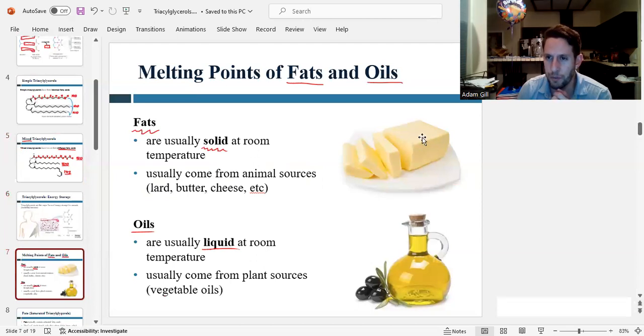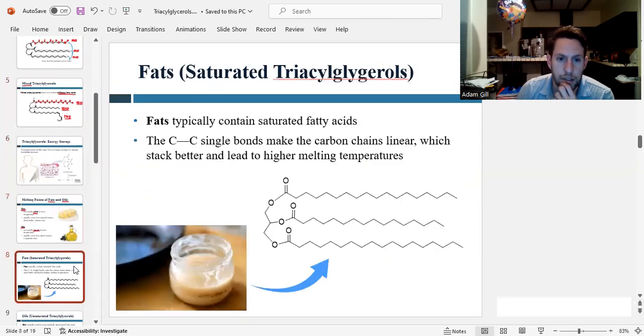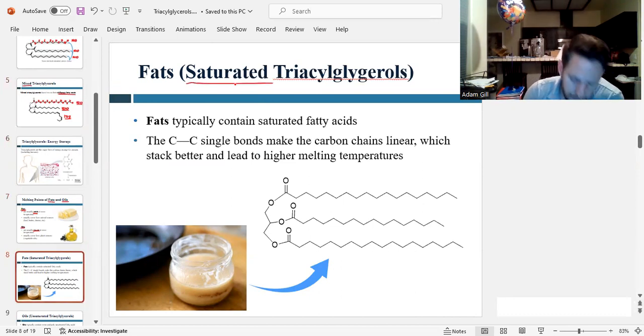We'll talk a little bit more about the intricacies here, but the word fat is usually referred to things that are solid at room temperature, and oil is for things that are liquid. So let's talk about fats. So fats tend to be saturated triacylglycerols, meaning that all of the fatty acids in those three tails are saturated.